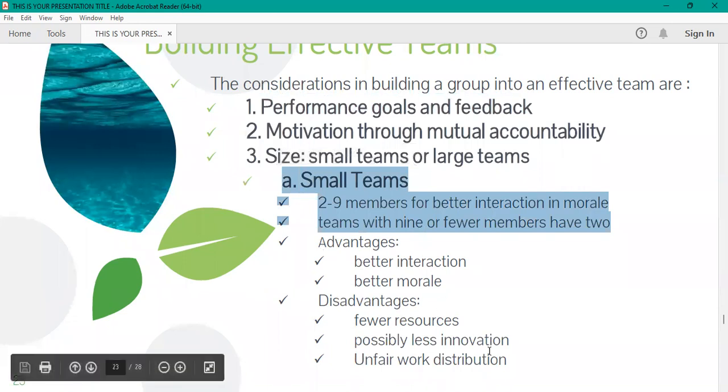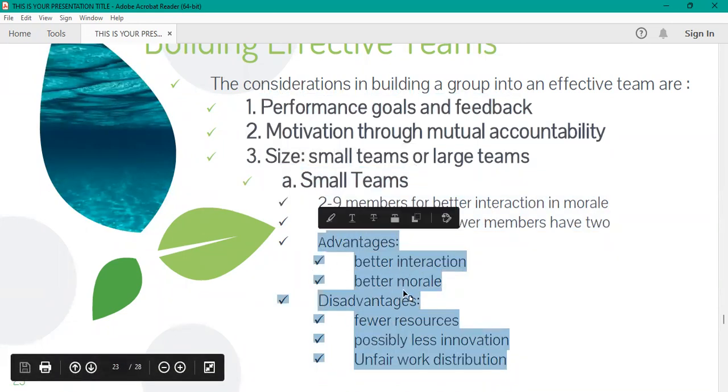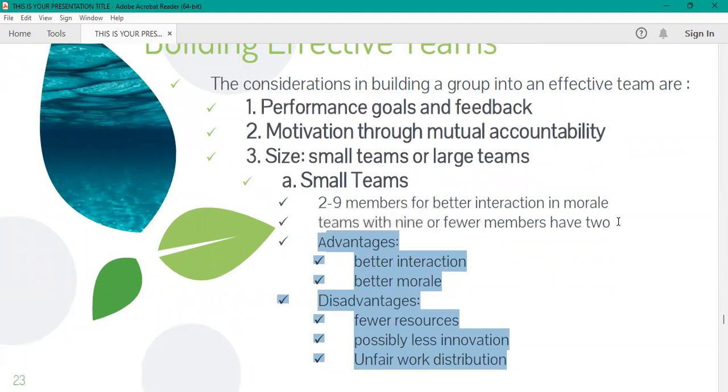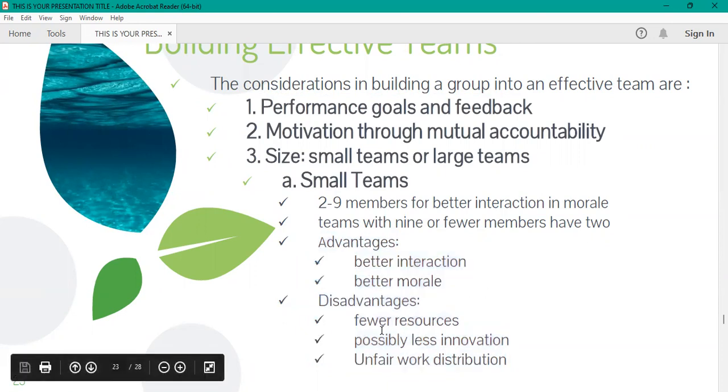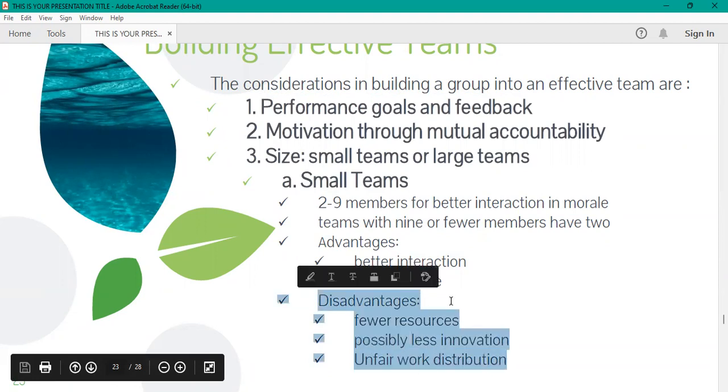So for the advantages of small teams, you have better interaction, better morale, because again, kamo ra on interact. The disadvantage is that gamay ra ang resources, given na gamay ra ang personnel, possibly less innovation, and unfair work distribution.